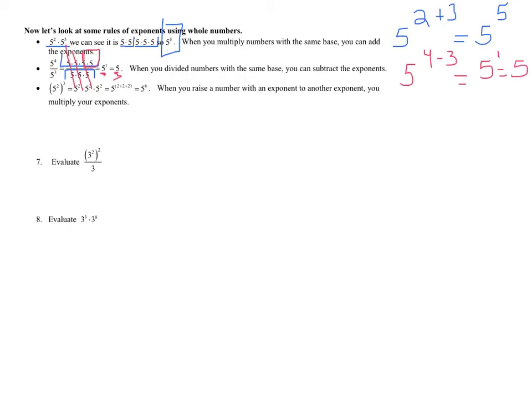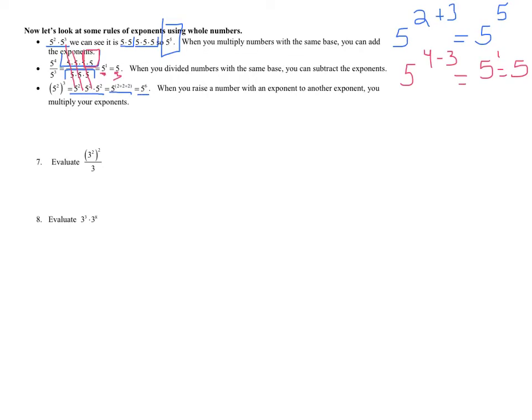Lastly, if I have 5 squared cubed, well, that's where I'm coming up with 5 squared times 5 squared times 5 squared. I cubed the expression 5 squared. So from our first rule, that is 5 to the 2 plus 2 plus 2. I'm adding the exponents because I was multiplying like bases. So I have 5 to the 6th.